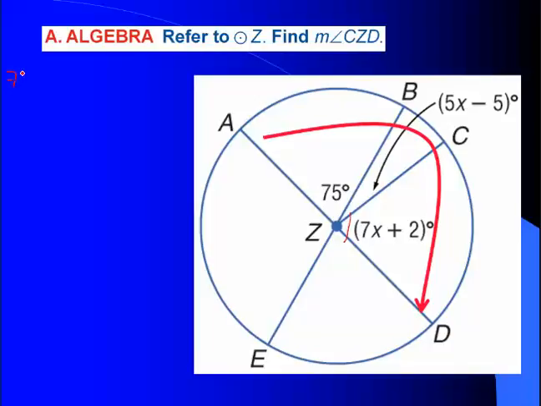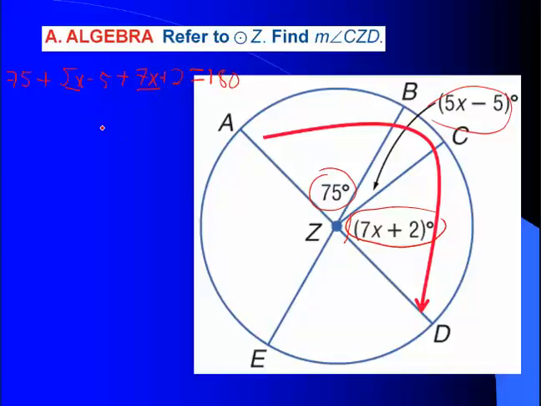75 here plus 5x minus 5 here plus 7x plus 2 here. Together they all equal 180. Combine like terms. Find my x's and put them together. I have a positive 5 and a positive 7. That gives me a positive 12x.